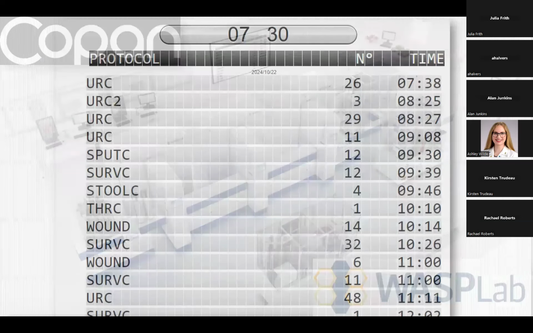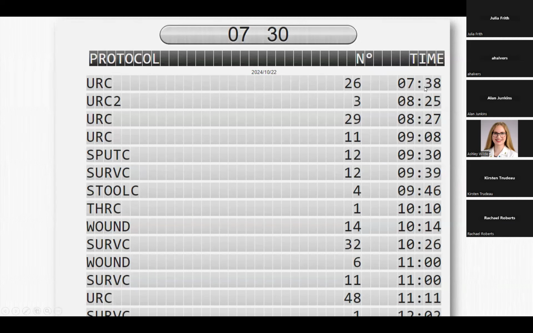I want to show you some about the computer part of it. This is just a cute little dashboard, which tells you what you've got coming up. So it's 7:30 in the morning right here. This is telling you I've got 26 urine cultures that are going to be ready to be imaged at 7:38. I got 3 more urines, 8:25. So you can kind of look at the schedule and say, this is when these cultures are going to be ready for a person to actually look at those pictures.